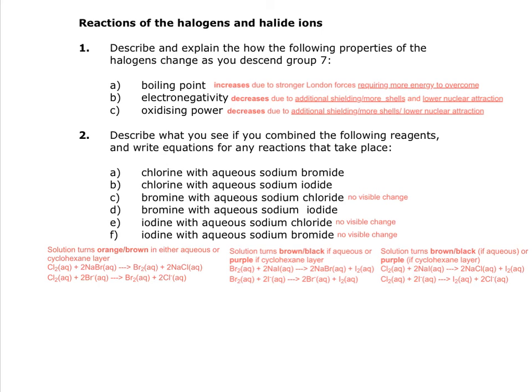So as far as the others are concerned, chlorine with aqueous sodium bromide is obviously going to be this one here. Chlorine with aqueous sodium iodide is obviously going to be this one here. Let's do that again. So chlorine with aqueous sodium iodide is going to be this one here. There you go. And bromine with aqueous sodium iodide is going to be that one there.